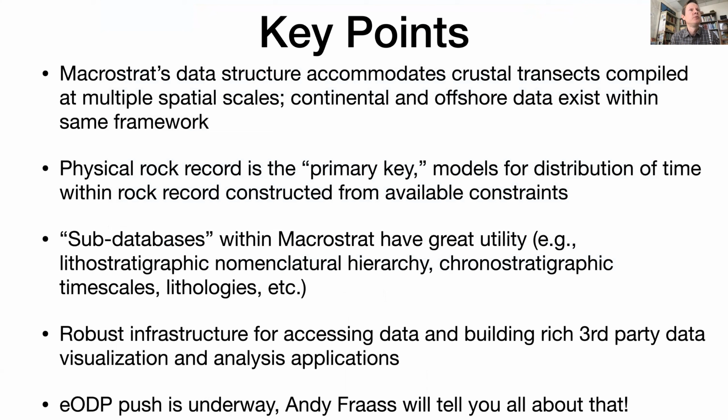Okay, so to conclude with some key points, Macrostrat's data structure accommodates crustal transects that are compiled at multiple spatial scales. Continental and offshore data exist within the same framework, and I think there's a lot to be gained by bridging the gap between onshore and offshore data more explicitly. The physical rock record is the primary key in Macrostrat. Physical stratigraphy is the grounding. Everything else is essentially a model around that.